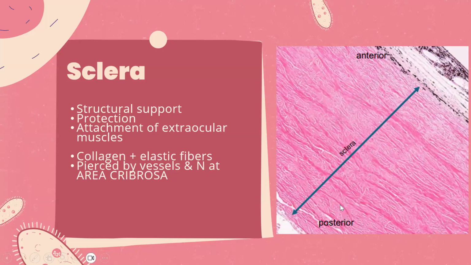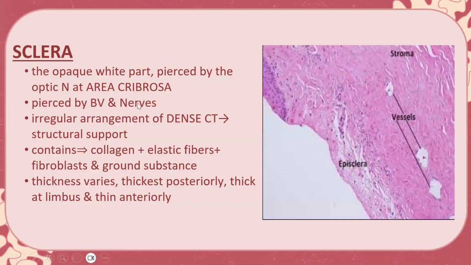So what is the tissue of the sclera made of? It is made out of collagen and elastic fibers. Collagen fibers are for integrity, for strength, and for elasticity as well. And whenever we have collagen, we also have fibroblasts. The other thing functionally is that the sclera is pierced at the area cribrosa by vessels and nerves. Again, it is the opaque white part, pierced at the area cribrosa by vessels and nerves, and it is made out of a dense connective tissue layer, which is irregularly arranged.